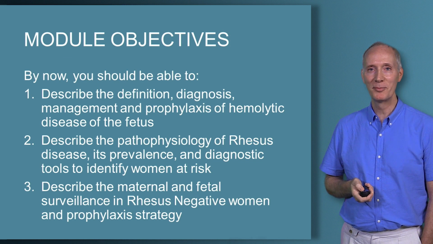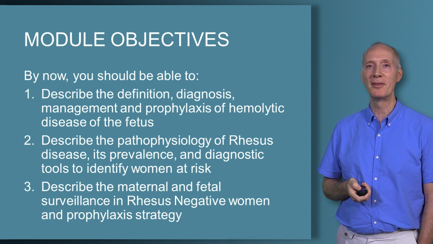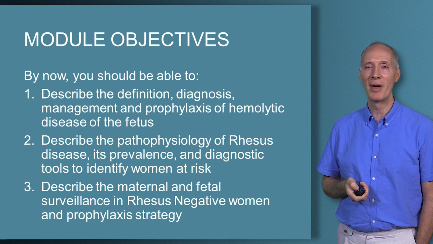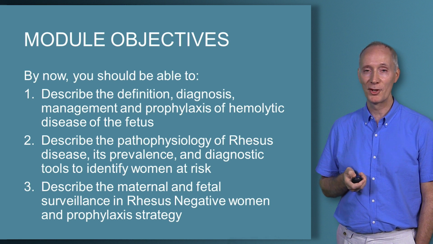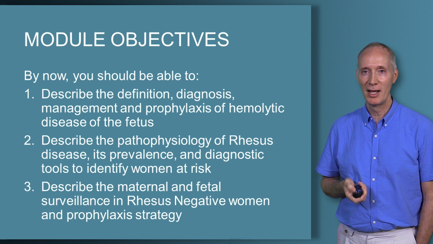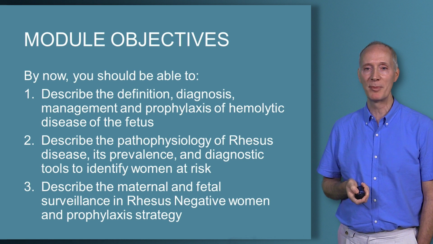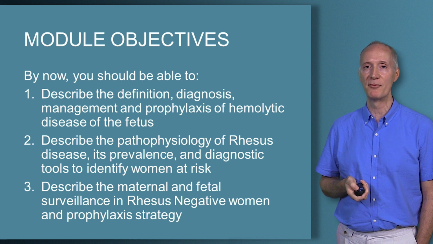So the module objectives are that by now you should be able to describe the definition, diagnosis, management and prophylaxis of hemolytic disease of the fetus. Describe the pathophysiology of rhesus disease, its prevalence, and diagnostic tools to identify women at risk. And describe the maternal and fetal surveillance in rhesus-negative women and prophylaxis strategy.